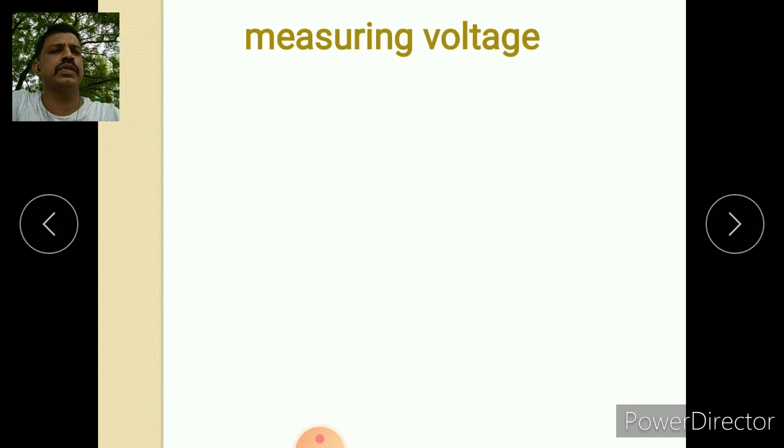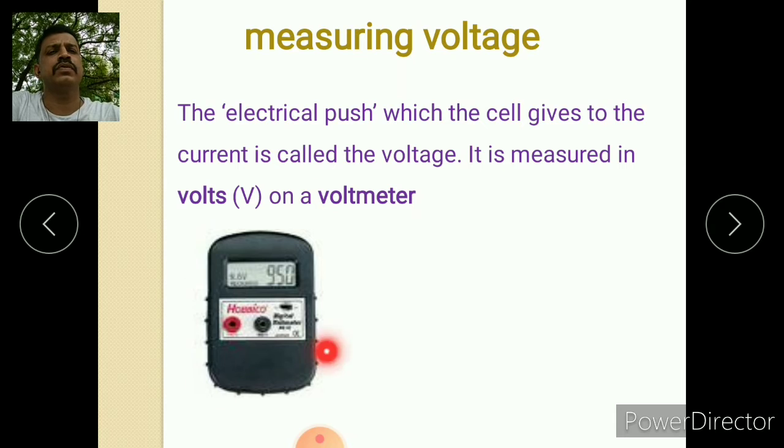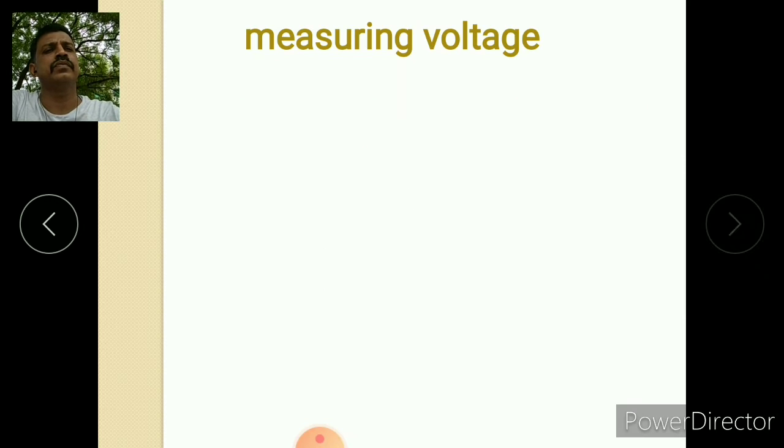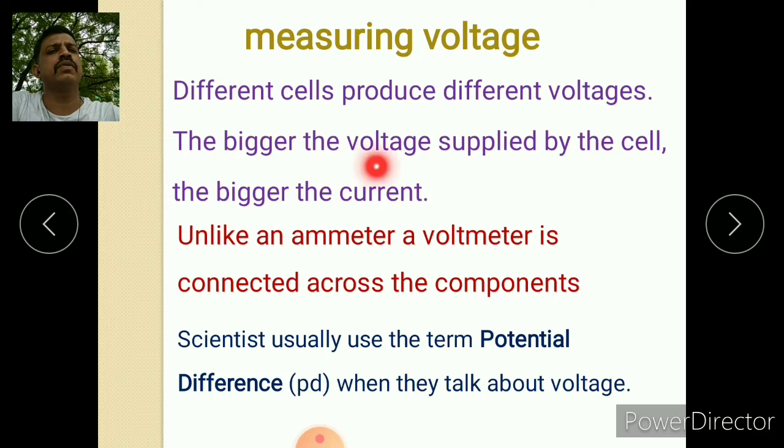Measuring voltage. An electric push which the cell gives to the current is called voltage. It is measured in volts on a voltmeter. This is a voltmeter. With the help of this voltmeter we can measure the voltage. Different cells produce different voltages. The bigger the voltage supplied by the cell, the bigger the current.